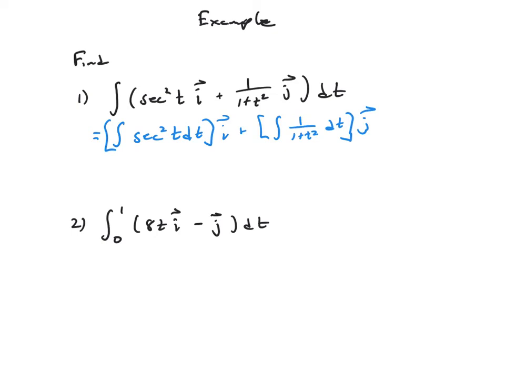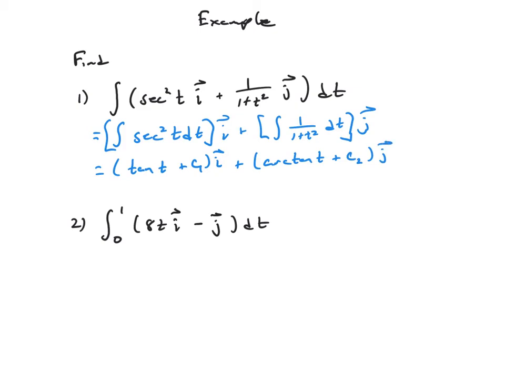times vector j. And so in this case, keep in mind this is an indefinite integral, so the integral of secant squared t is going to end up equaling the tangent of t plus some constant times vector i, plus the arctan of t plus, we'll call that first constant C1, plus the second constant C2, times vector j.